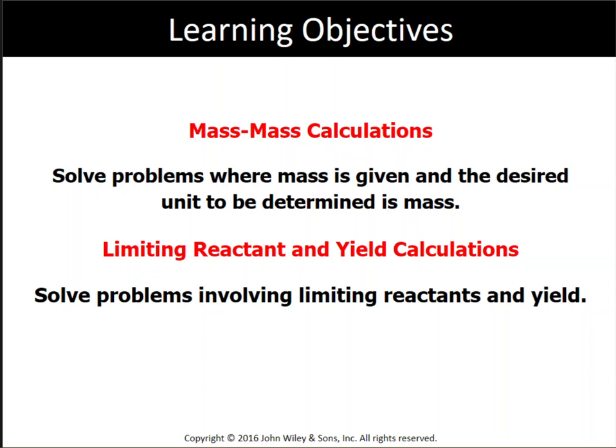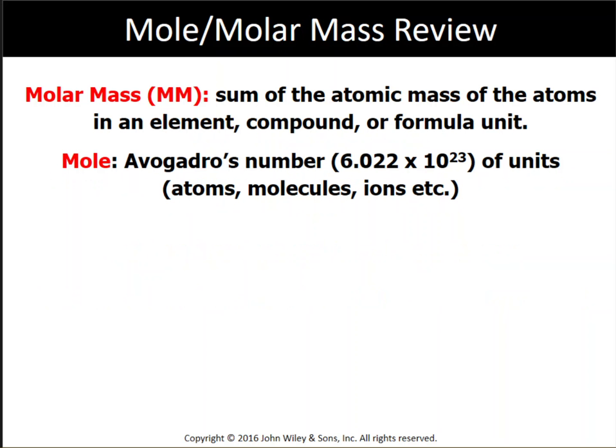And then at the end of this lecture, we talk about limiting reactants. That's when our reactants don't have the proper molar ratio, and we talk about percent yield of chemical reactions, which is a very important aspect of an experiment. It tells us how efficient our experiment was. So let's do a little review of the concepts that we need to know for doing calculations or stoichiometry.